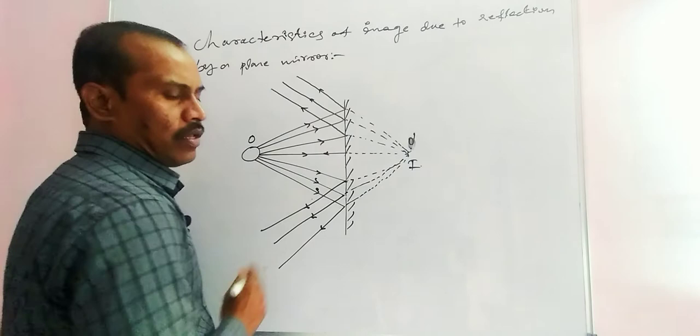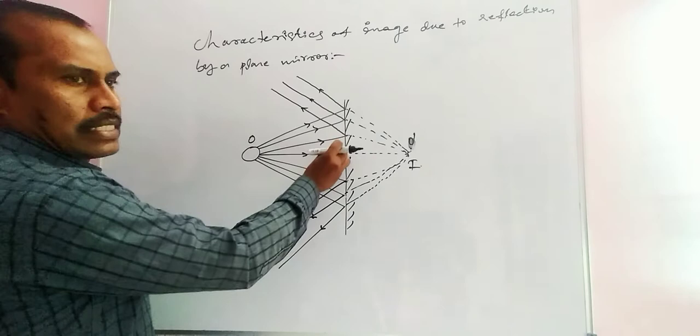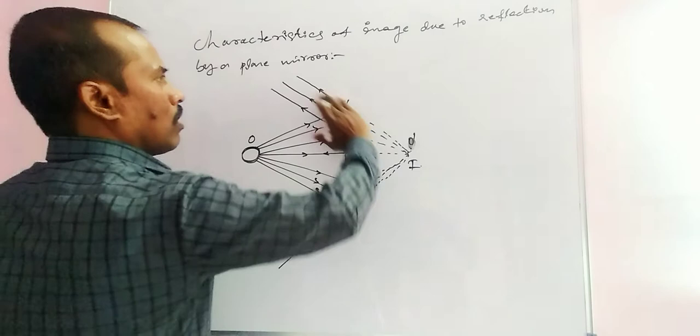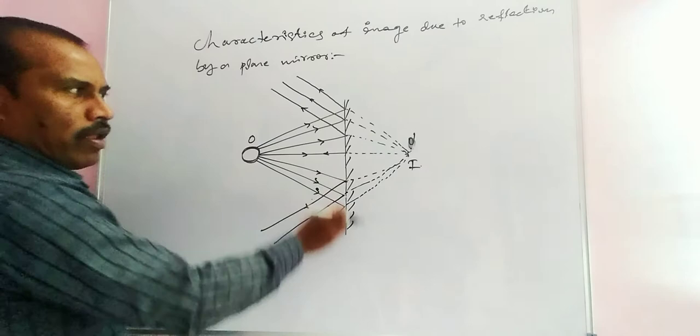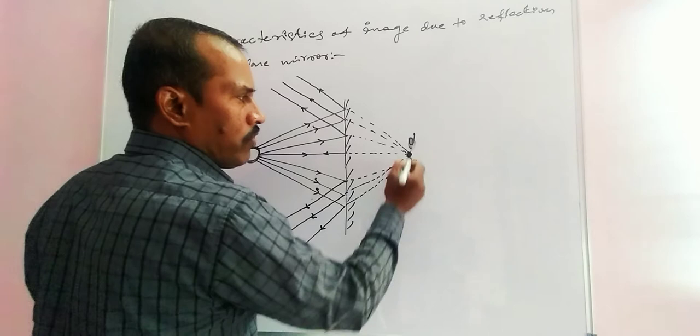Once again, all the incident rays from a point object, after reflection from a plane mirror, will meet at a single point, which is called here the image. This is the second one.